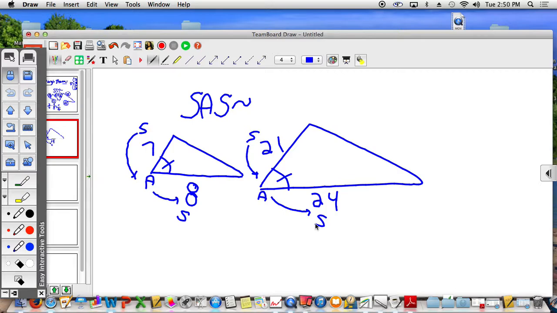In that order, yes. But just because they follow that order doesn't mean they're similar. You have to check to make sure that those ratios are equal to each other.